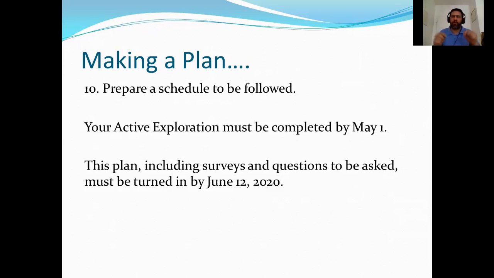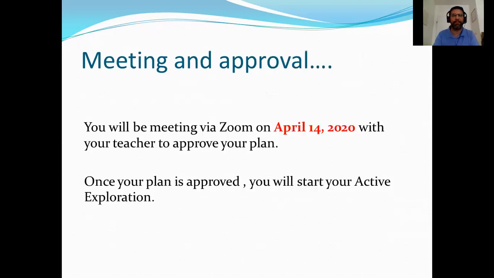This plan, what you're going to do now, okay, must be turned in by April the 12th, not June. I wrote here accidentally by June. I will correct it for you later on. By April the 12th, 2020. That is the date by which the plans and the surveys and the questions have to be filled out by. I apologize for the mistake.